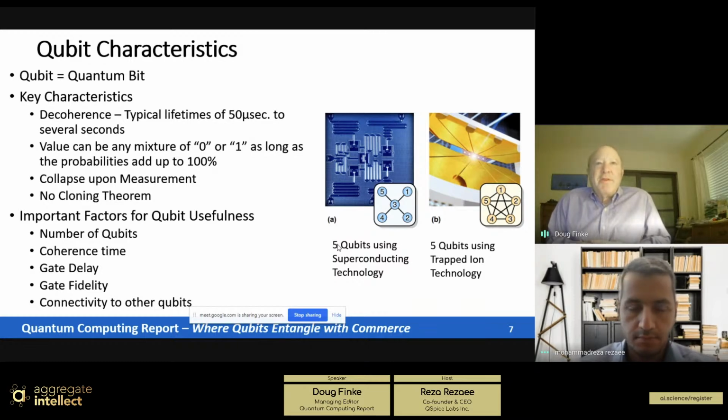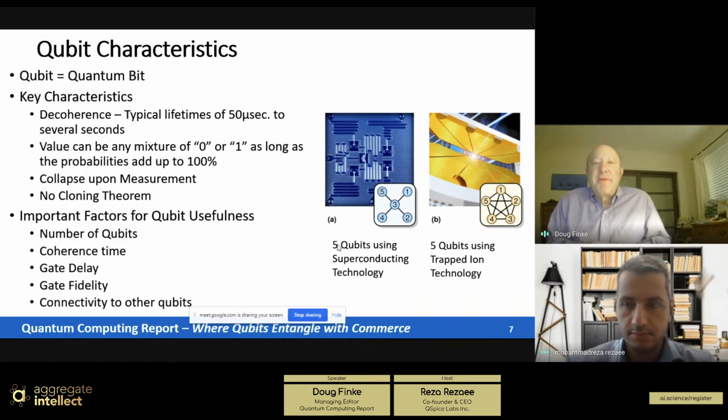But the really strange thing about qubits is that if you measure them, if you observe them, then they will collapse immediately. So you may have heard of Schrodinger's cat, which is both alive and dead at the same time. But once you lift the lid on that box and look at the state of the cat, he's either going to be one or the other. And that's one of the things that makes quantum computing hard.